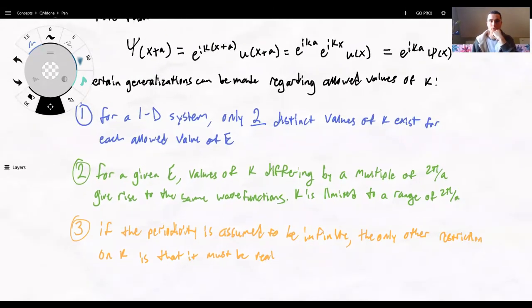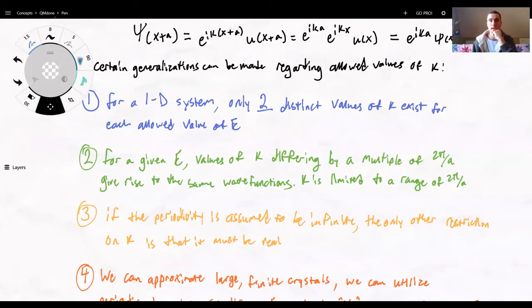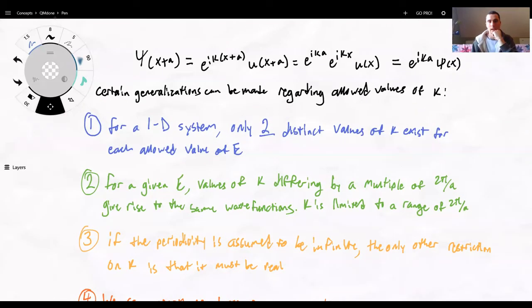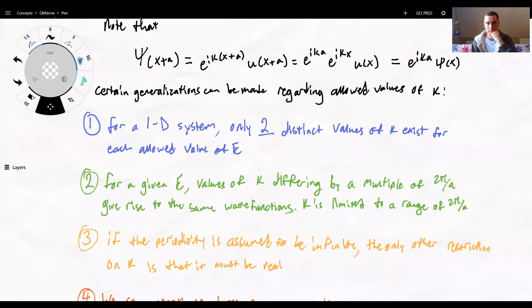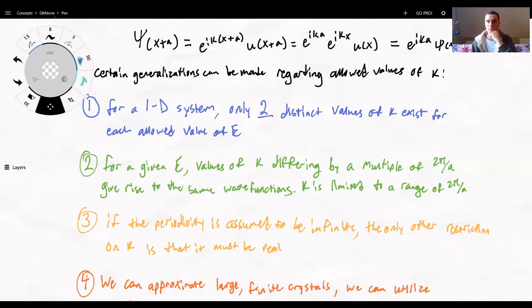Now we can make a few generalizations regarding the values of k. For a one-dimensional system, there are two distinct values of k for each allowed value of E. So there are two distinct wave numbers for each allowed energy. This is for a 1D system. In 3D, it's going to be a little bit different, but for our understanding, this is fine.